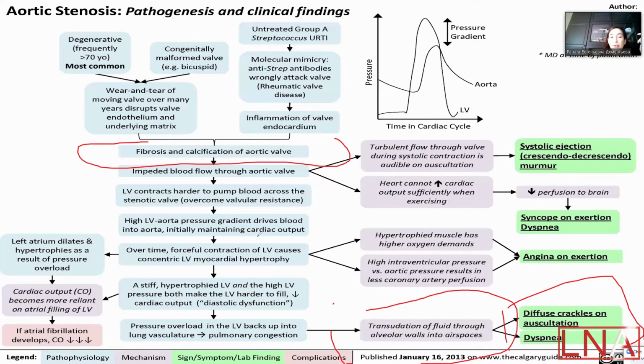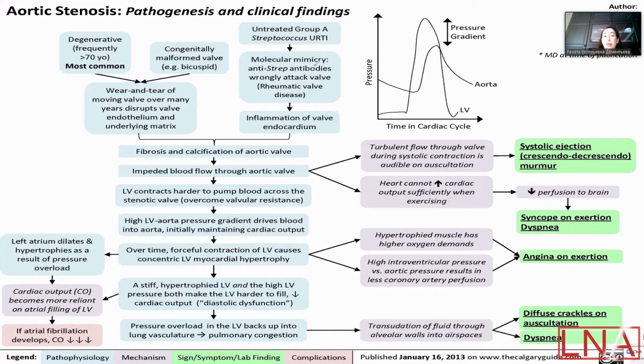Over time, forceful contraction of the left ventricle causes concentric left ventricular myocardial hypertrophy. The left atrium dilates and hypertrophies as a result of pressure overload, so cardiac output becomes more reliant on atrial contraction to fill the left ventricle. If atrial fibrillation develops, cardiac output decreases to a critically weak level. So this is the pathogenesis of aortic stenosis.